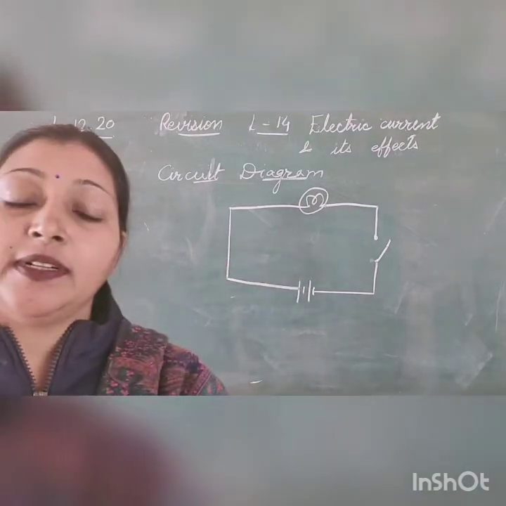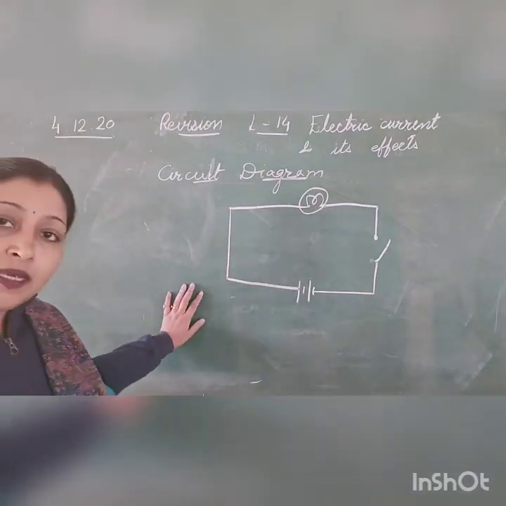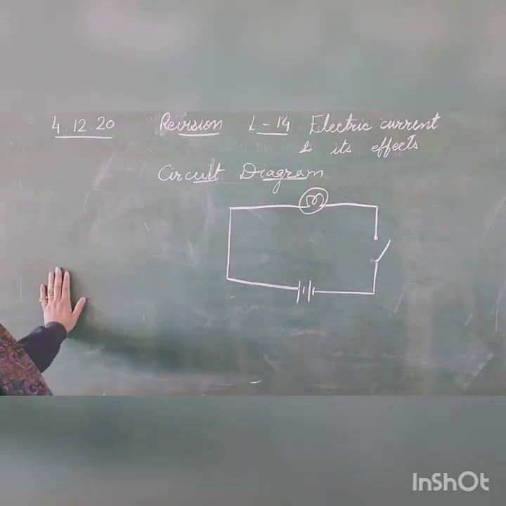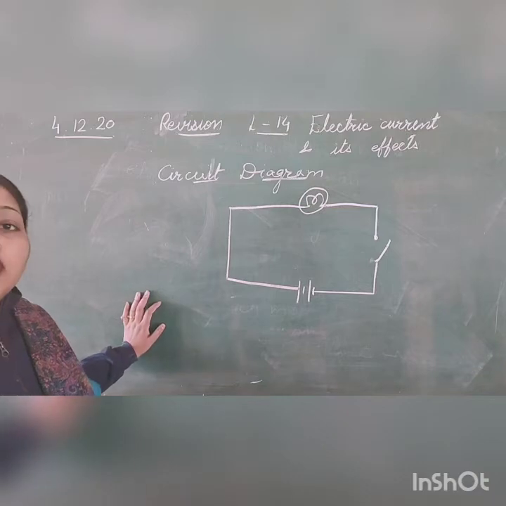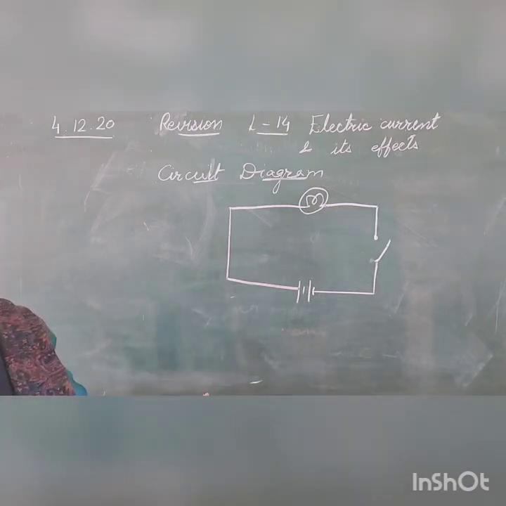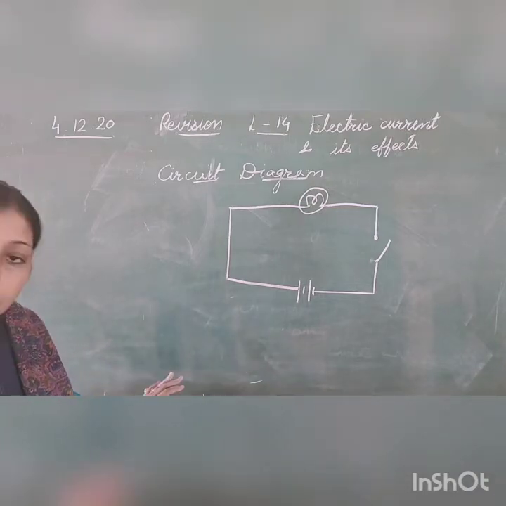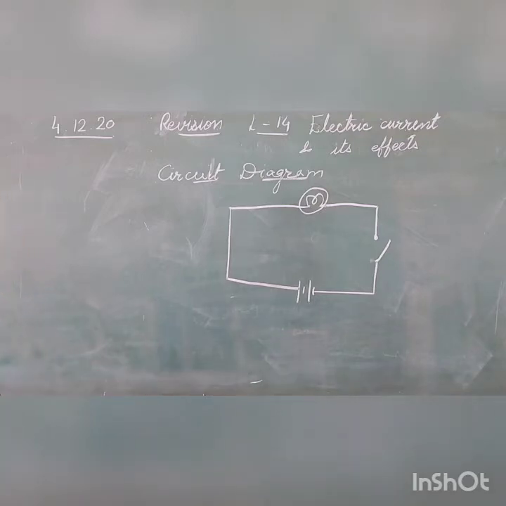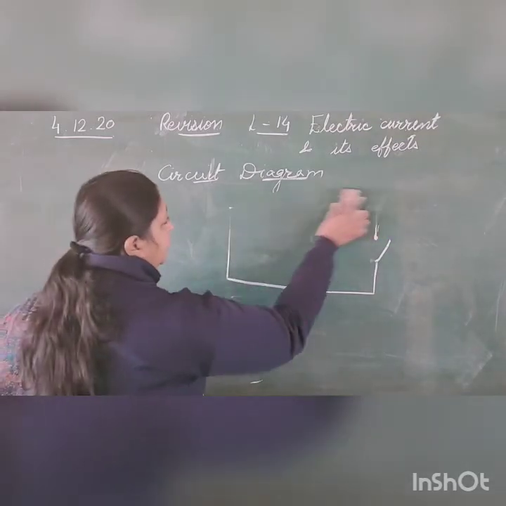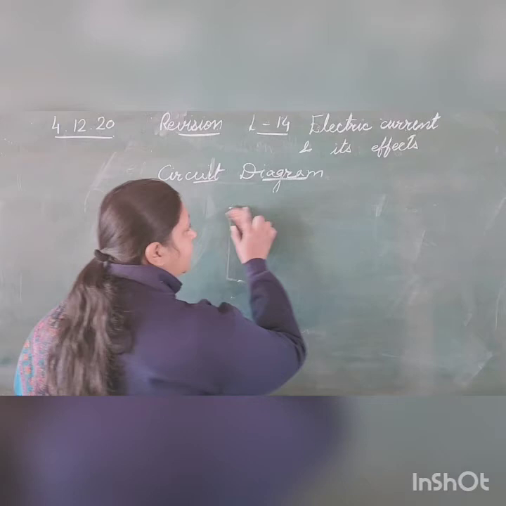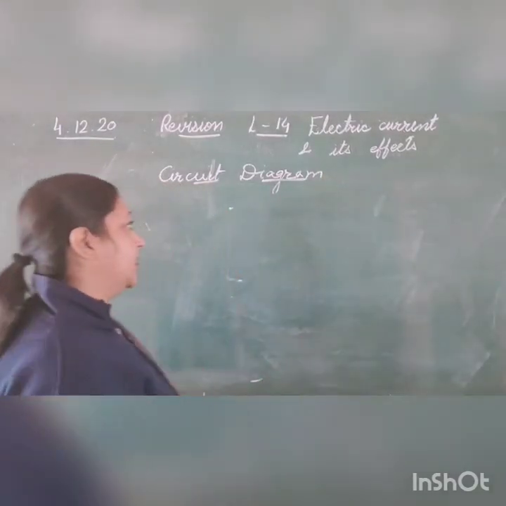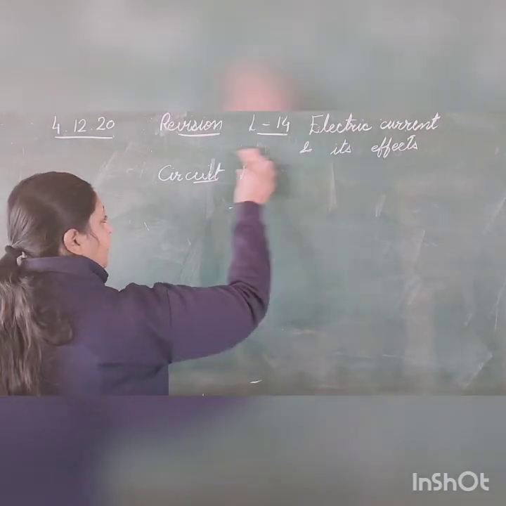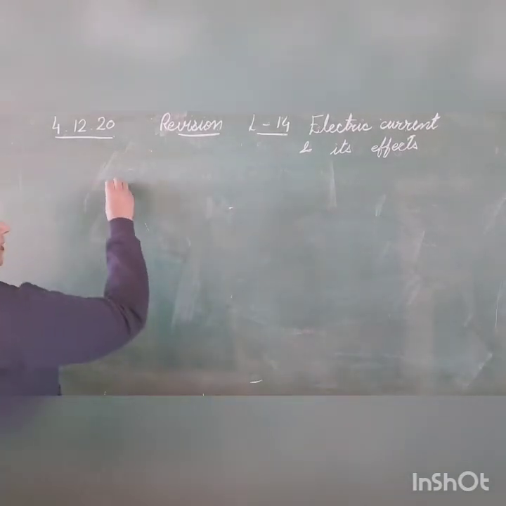I hope, children, it is clear to you. Is it not? So that is a circuit diagram. What is a circuit diagram? A diagram that shows the arrangement of electrical components. So is it clear to all? Afterwards, children, that's all for electric current. Now learn what are the different effects of electric current. Yes, children, what are the effects of electric current?